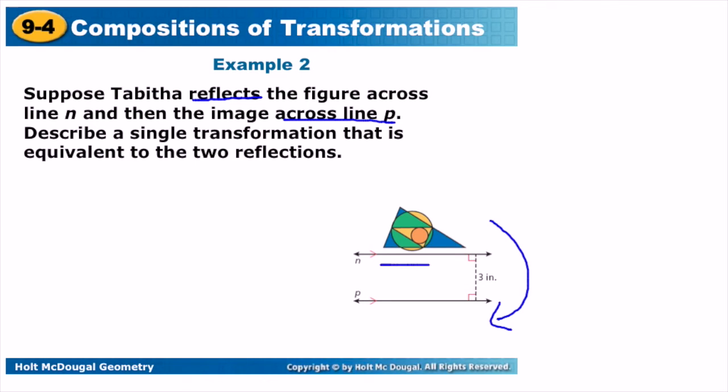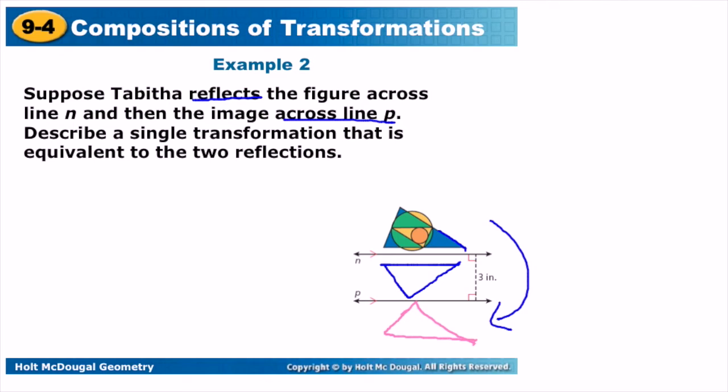So, initially, I'm only going to work with the outer piece here. I'm only working with the outside ring of this image, or pre-image, that we've been given. So then, if I reflect across line N, and then I take that image and reflect that image across line P, then you will end up with a translation. So from your pre-image to your second image, that's a translation.